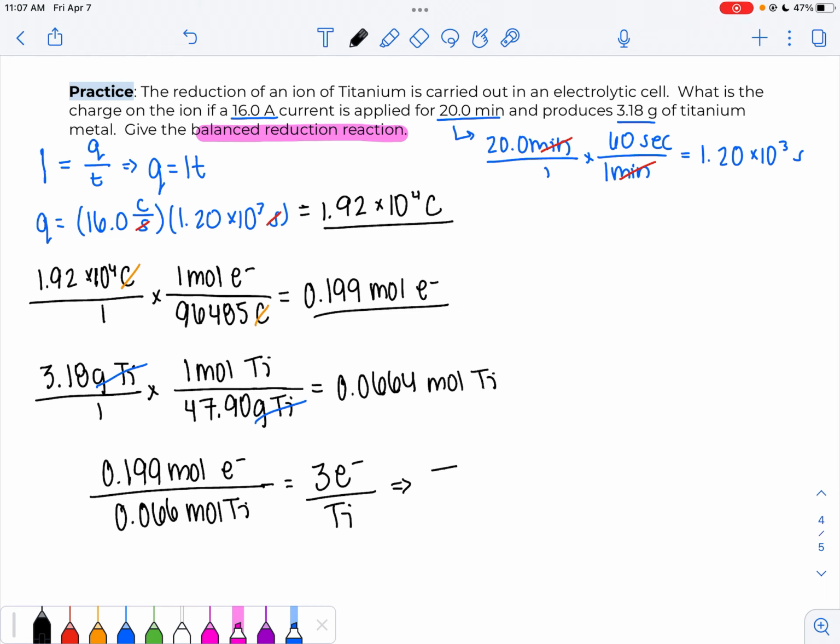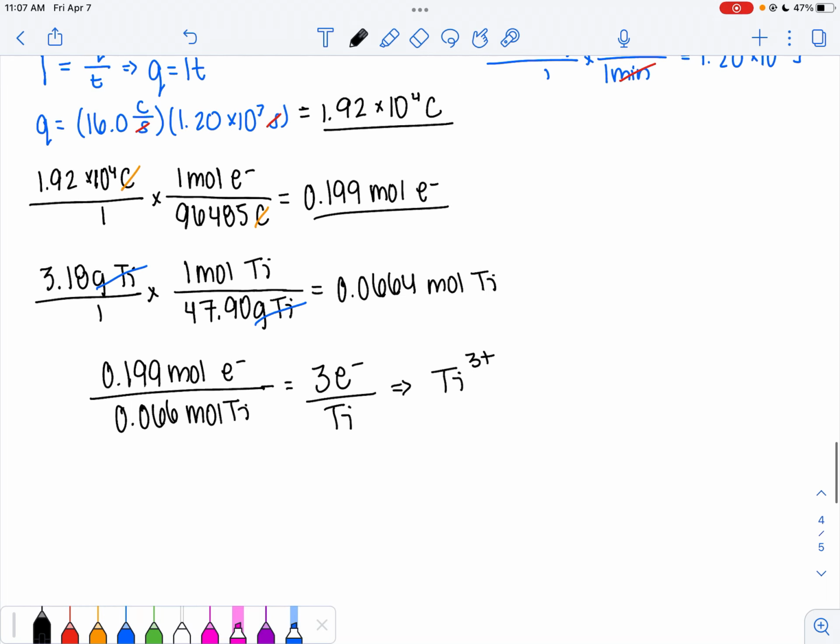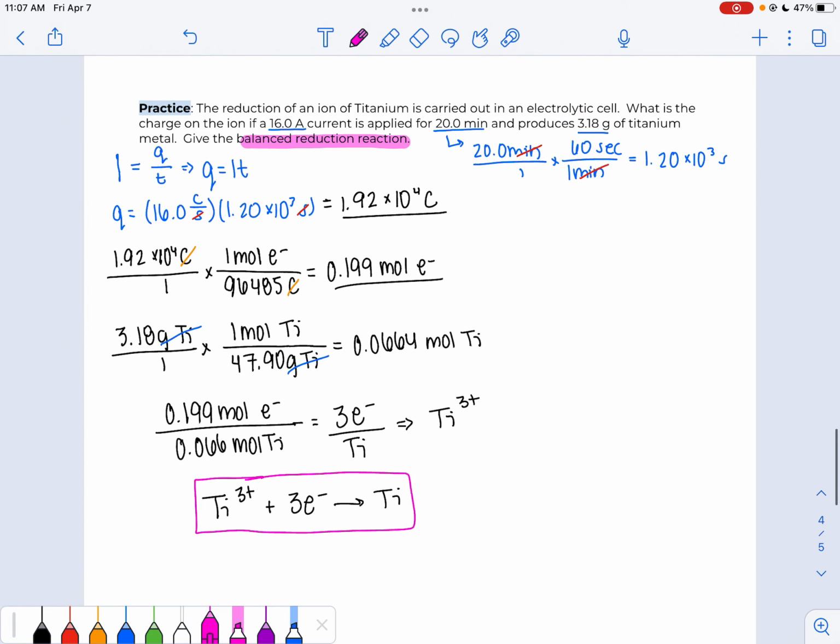So what does this actually relate to? Well, I started with a titanium 3 plus ion, and then I reduced by gaining 3 electrons to go to titanium element. So as a reduction reaction, how do I write that? I start with titanium 3 plus, I gain 3 electrons in my system, I reduce to form titanium solid. So this is my reduction reaction. This is what the problem was asking me to solve for.